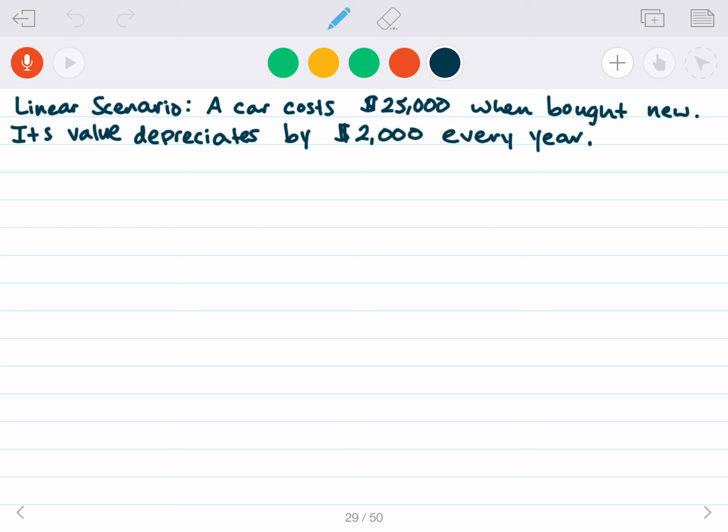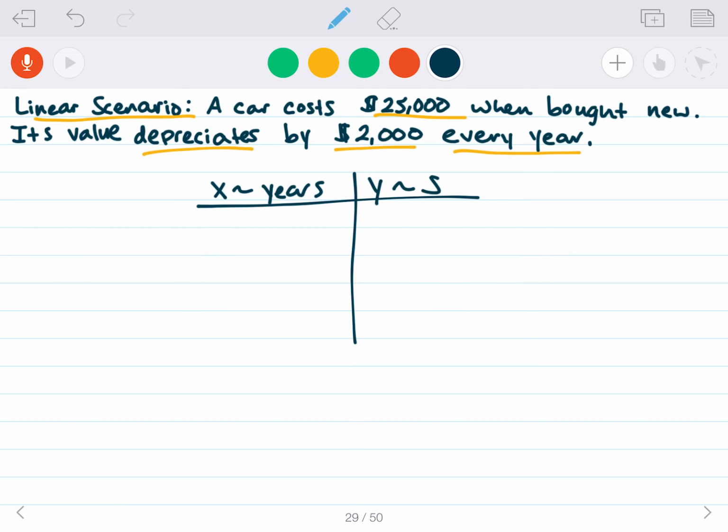All right, here's another linear situation. Let's say that a car costs $25,000 when bought new. Its value depreciates by $2,000 every year. So in this case, it's decreasing by a certain amount per year. So again, we can do a little table. x is going to be time, so we can think of that as the years that go by. And y is going to be the amount of money that our car is worth. So at year 0, when you buy the car new, it's worth $25,000. And it's going to depreciate by $2,000 each year.